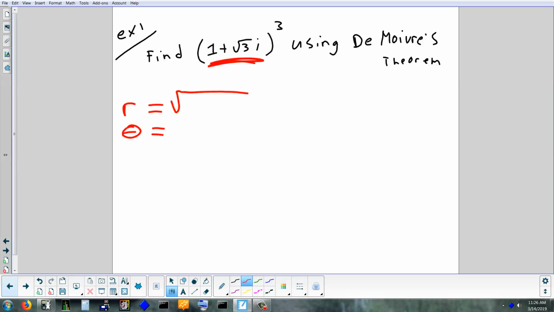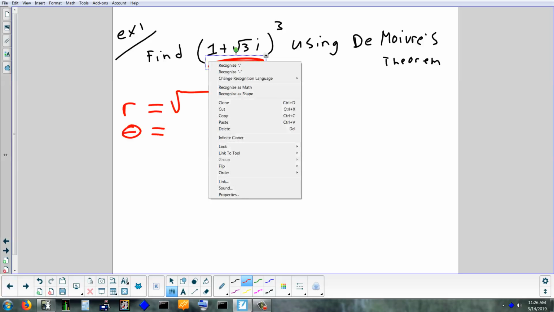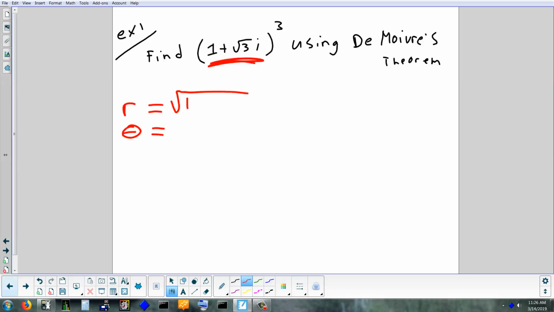So Isabel, what's 1 squared? 1. Isaac, the square root of 3 squared? 3. And Nick, what do I get for a radius? You get 2. Yep. So my radius is 2. Now I need my angle.